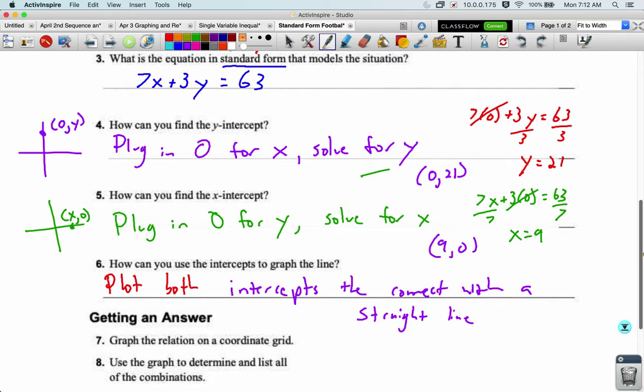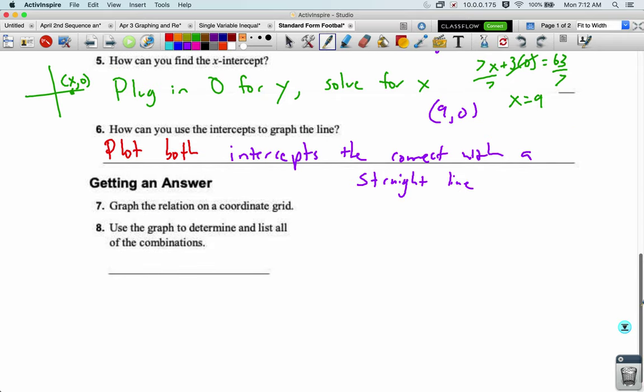All right, on to the next part. We need to graph this relationship on a coordinate plane. So we're going to use what we said in step 6 here to actually do a graph here. And then we're going to try to use that graph to determine a list of all of the possible combinations. Because we actually already found two, the all touchdowns and all field goals situations. But there's some in the middle where it's a mix of both touchdowns and field goals.